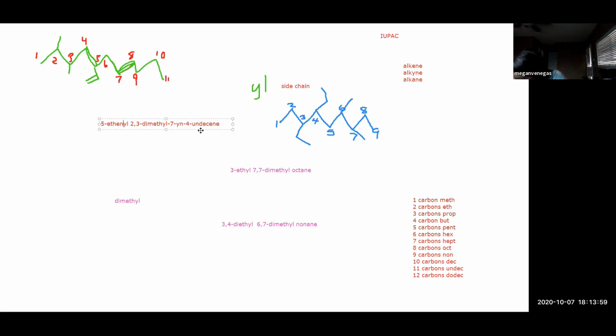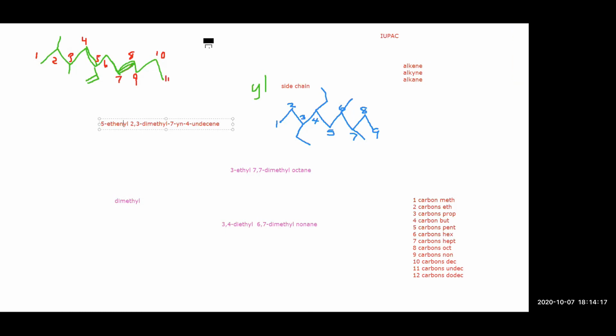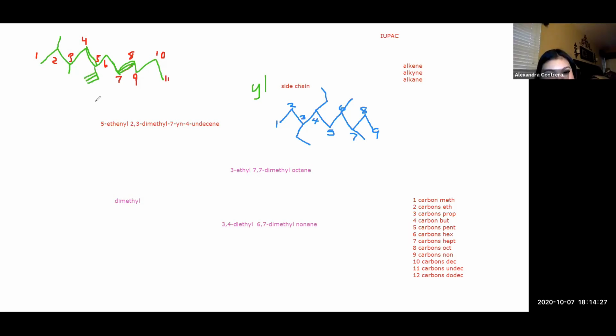Can there be a triple bond off of the main one? Off the side chains, can I have a side chain triple bond? Yes. So if I have a side chain triple bond, that's my side chain triple bond. Then all that's going to do is change that E-N-L to a Y. Put a Y there.